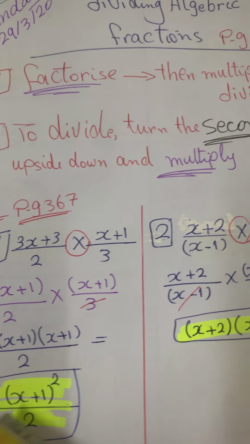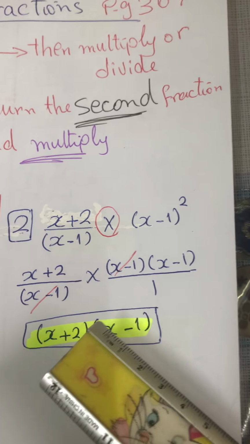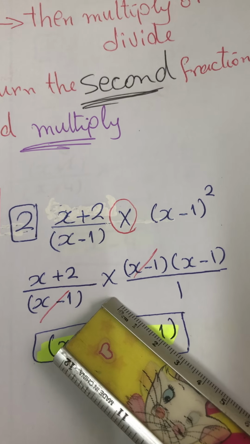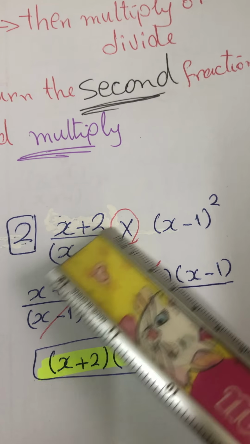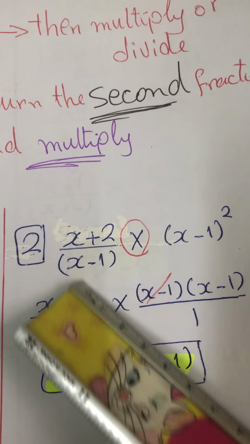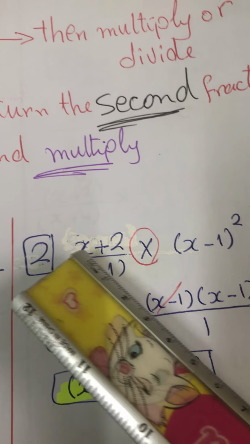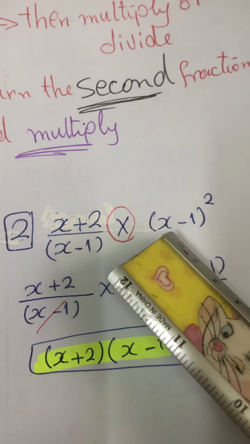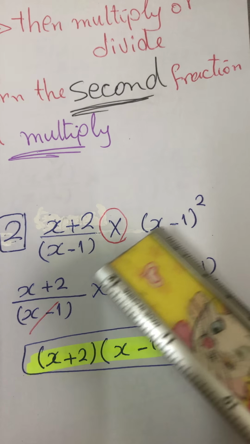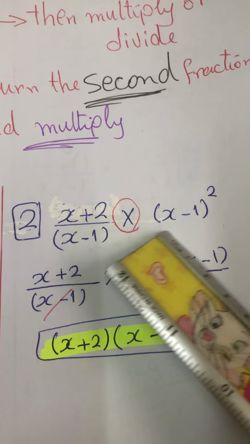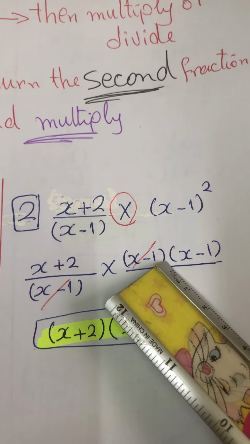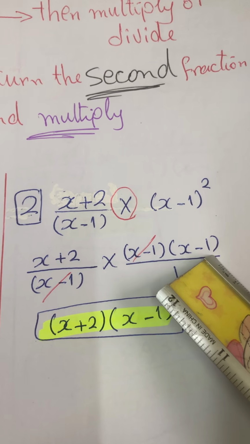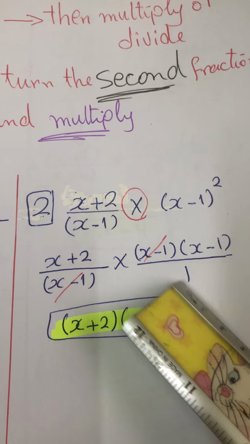Very interesting lesson. In question number 2, I'm still in exercise 4, page 367. We have the fraction (x plus 2) over (x minus 1). There is no factorization here. It is in the simplest form. Multiply by (x minus 1) squared. I can expand this (x minus 1) squared into these two factors, brackets x minus 1 times another brackets x minus 1, and put it over 1.